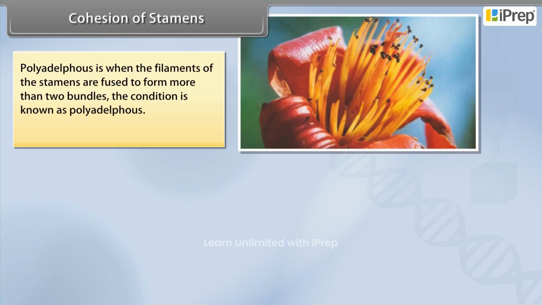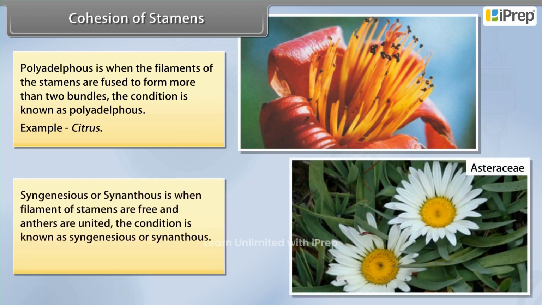Polyadelphous is when the filaments of the stamens are fused to form more than two bundles. The condition is known as polyadelphous. Example, citrus. Syngenesious or synantherous is when the filaments of stamens are free and anthers are united. The condition is known as syngenesious or synantherous. Example, Asteraceae.